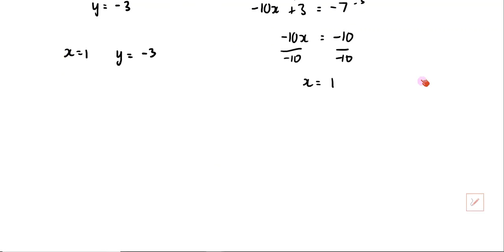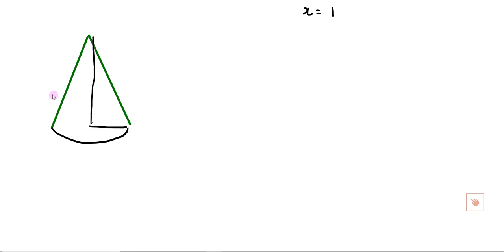So let's just go through this quickly then. We've got a cone, and we are being asked to find the volume of a cone, and we've got these dimensions, which are 8 and 6. What's the formula for the volume of a cone? 1/3 pi.